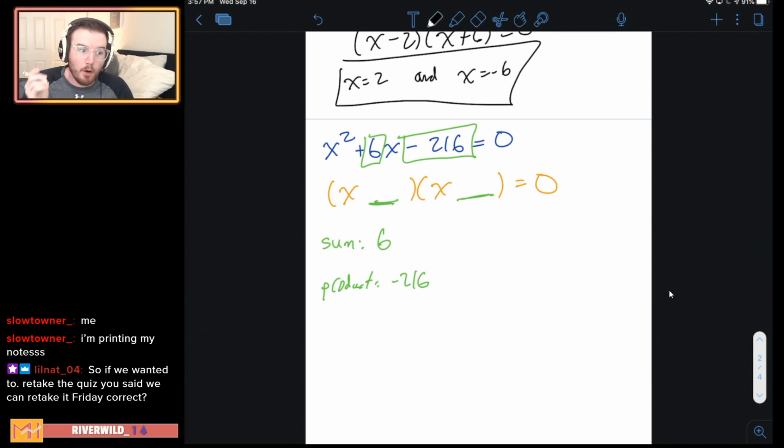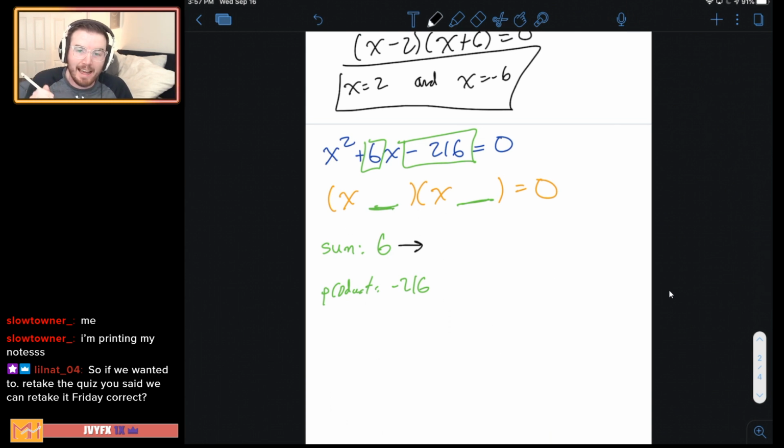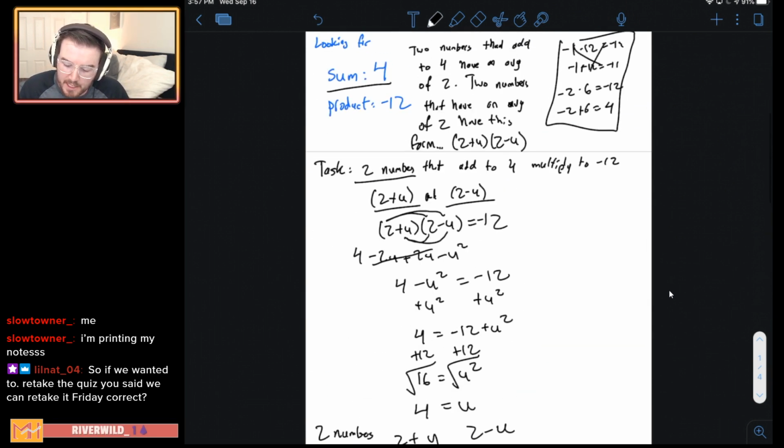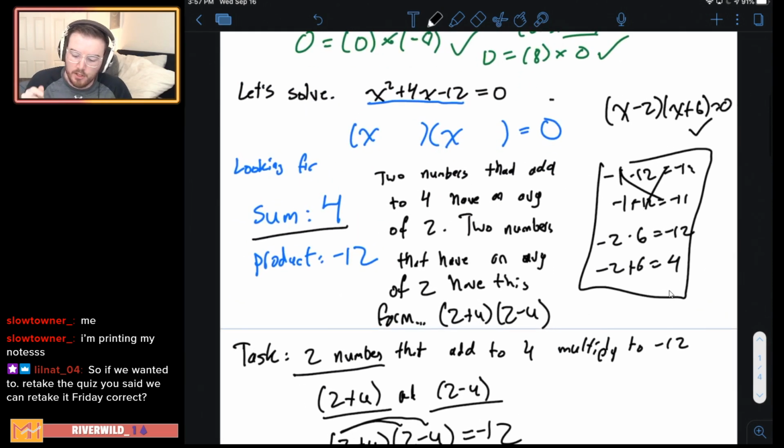So, again, what form do these two numbers take? They need to add to 6 and multiply to negative 216. So, numbers that add to 6 have an average of 3, to repeat my phrasing that I used up here. So the two numbers that add to 4 have an average of 2. And two numbers that have an average of 2 take the form 2 plus u and 2 minus u.